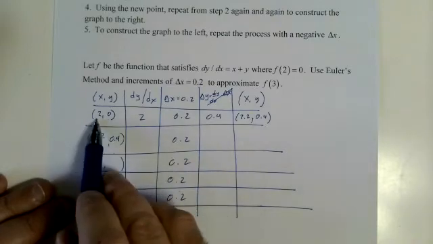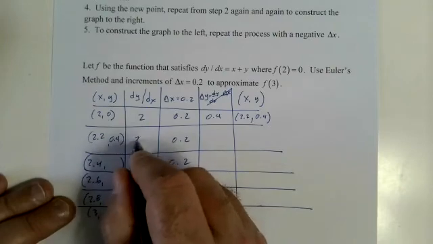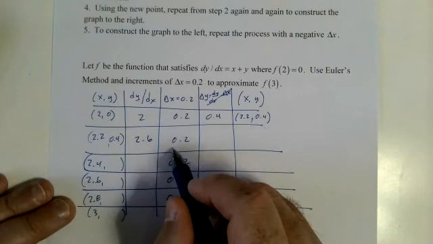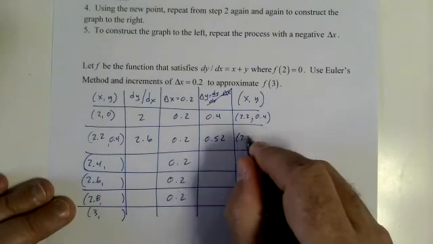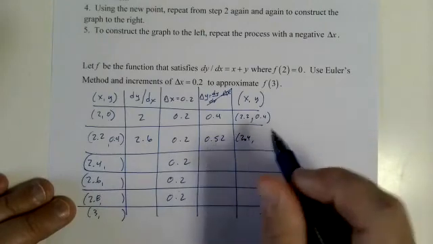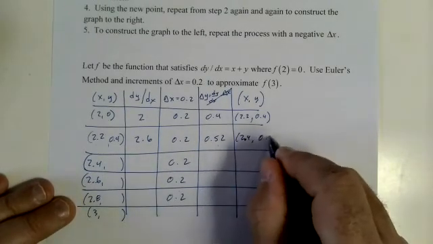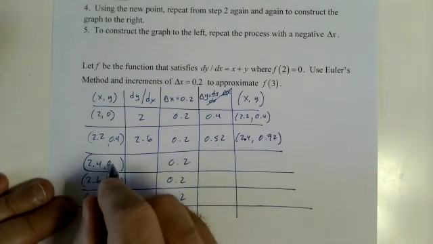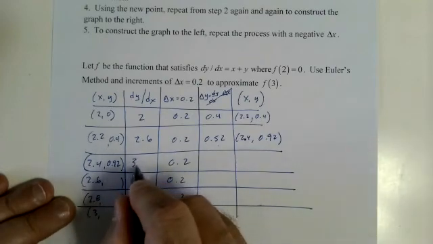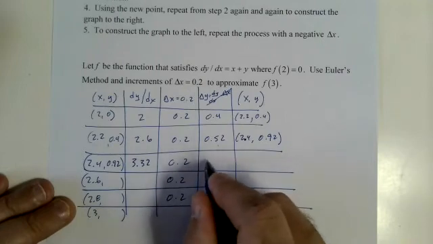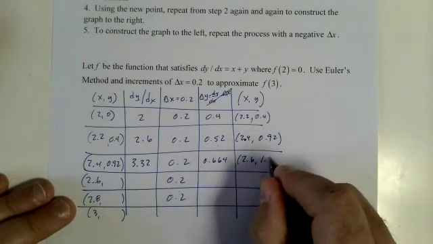dy/dx, how do we get this? 2 plus 0, because of this. 2.2 plus 0.4 is 2.6. 2.6 times 0.2 is 0.52. 2.2 plus 0.2 is 2.4. 0.4 plus 0.52 is 0.92. Add them together, 3.32. Multiplying by 0.2, 0.664. Add them, 2.6, yes, I need a calculator for this, 1.584.